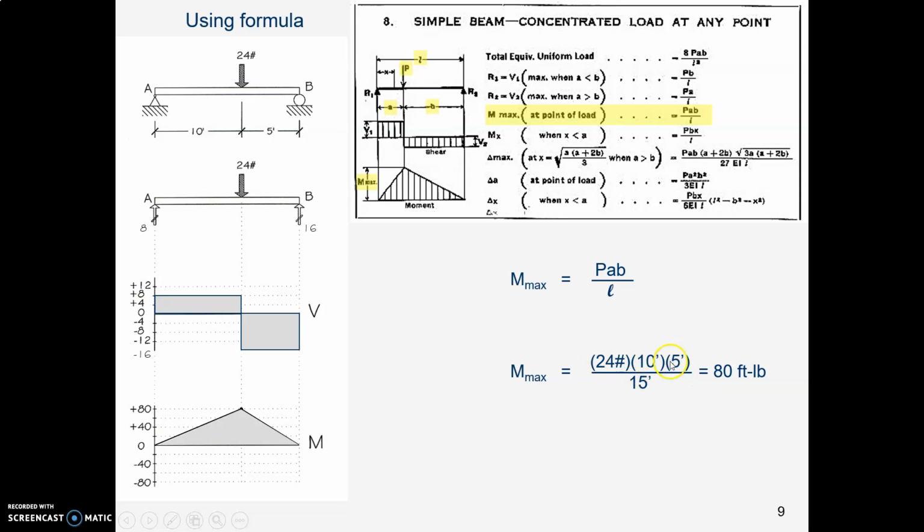If we plug those numbers into this formula, and you could try this with your calculator, your calculator will tell you the answer is 80. Well, yay! That is the maximum moment we came up with. So it works.